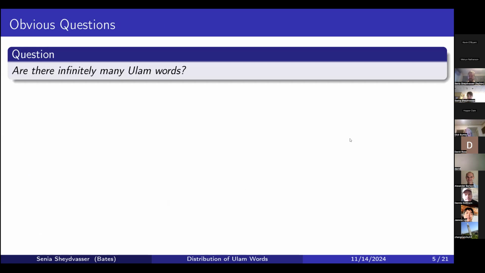Yes. Why are there infinitely many Ulam words? Because consider this very simple example. Take 0^n 1. Because 0^n is not going to be an Ulam word, there's actually only one way that you can write this as an Ulam word, which is 0 times 0^(n-1) 1. This gives you exactly one way to represent it. So that's it. We know automatically that there's infinitely many Ulam words.